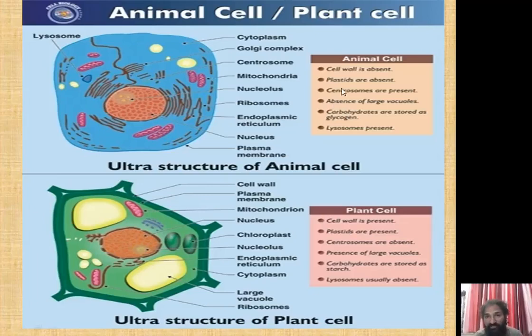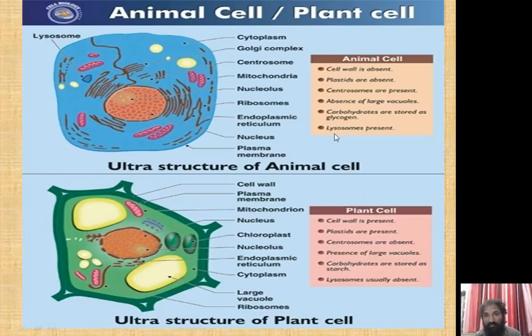Now coming to the centrosomes or centromeres, which are present in the animal cell. But the centrosomes are absent in the plant cell. You see here the centrosome is located near the nucleus, but here the centrosomes are absent. Now coming to the vacuole: both plant and animal cells have vacuoles, but large vacuoles are absent in the animal cell and large vacuoles are present in the plant cell. That is the only difference. Here small vacuoles are present, but in the plant cell a large vacuole is present.